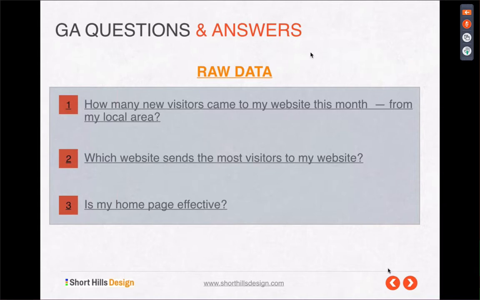So let's look at, for a minute, the raw data. What are some of the general questions we could want to know the answers to? How many new visitors came to my website this month from my local area? Very reasonable question. It's good to know. If I have 1,000 visitors in a month and 900 of them came from Canada and my office is in Florida, 900 of those people are probably not going to become patients. So when I go to the cocktail party and brag that 1,000 people came to my website, really only about 100 of them might be good, so to speak.